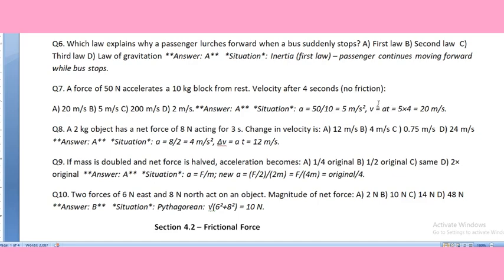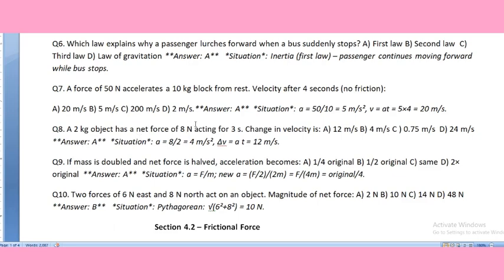Acceleration is the ratio of velocity over time. So final velocity equals acceleration times time. When we insert the given values, 5 meter per second squared times 4 seconds, which equals 20 meter per second.